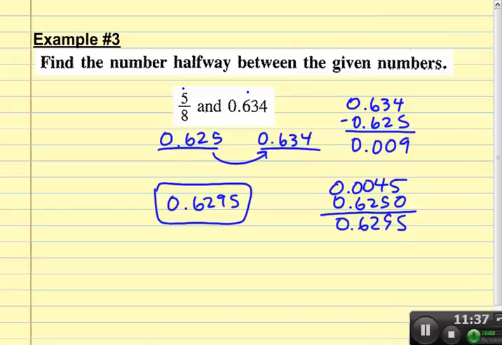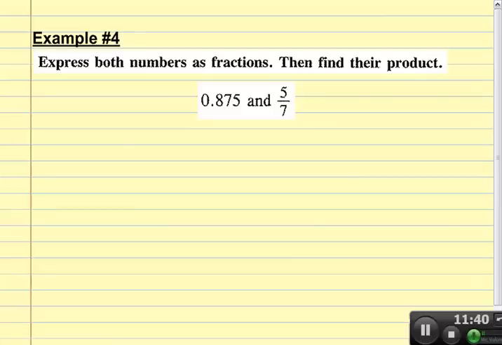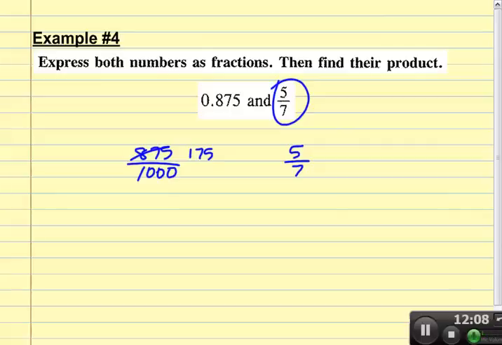Let's look at number 4. Express both numbers as fractions, then find their products. Well, it's nice to know this one's already a fraction, and it's simplified. But this one over here, just read it. 875 thousandths. Okay, now I need to reduce it. I can tell easily that 5 goes into both of them. 875 divided by 5. Okay, that's 175 over 200.